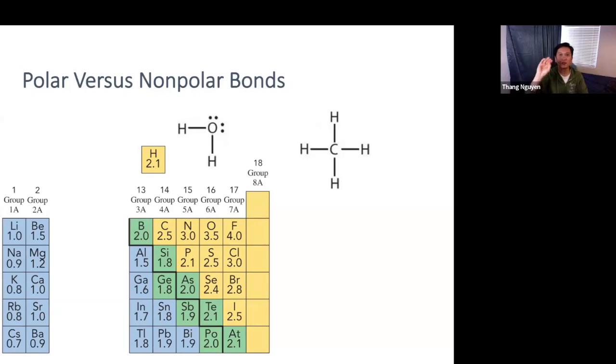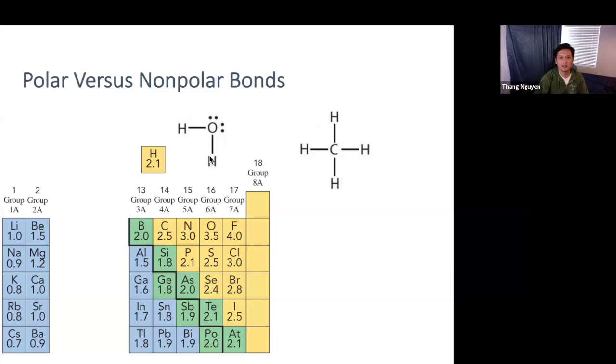If the difference is 0.4 or below, right? If the difference is 0, let's say, for example, if two hydrogens are bonding with each other, it's 0, right? 2.1 minus 2.1 is 0. Therefore, it's nonpolar. So if the difference is from 0 to 0.4, you are considered nonpolar. Greater than 0.4, you're considered polar.